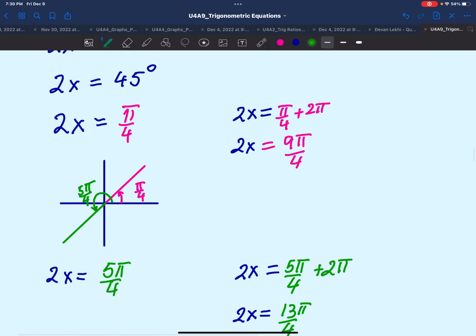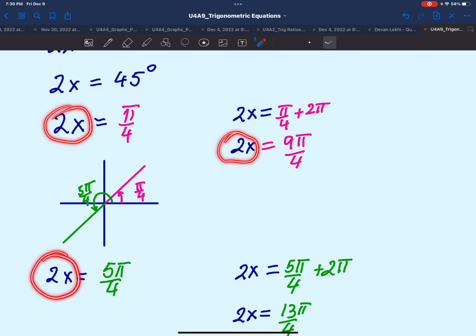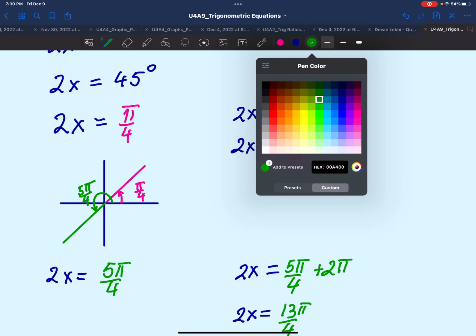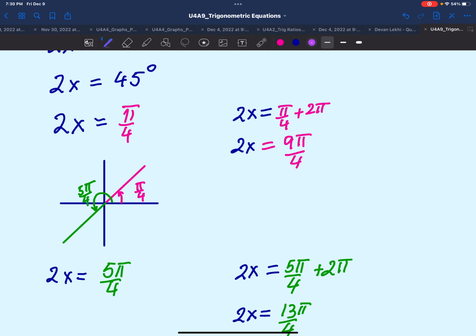So once we have determined all the possible angles 2x with a trig ratio of 1, then we can start solving for x. That should be our very, very last step. So if 2x equals pi over 4, it means that we will have to multiply both sides of the equation by a half, right? So that can eliminate the coefficient of 2, or divide both sides by 2. Same idea. So this will give us our first solution, x equals pi over 8. So that's a solution for x.